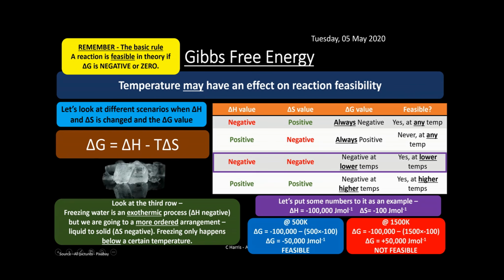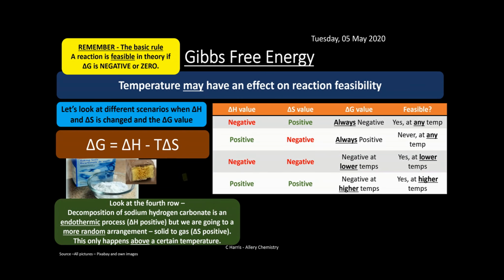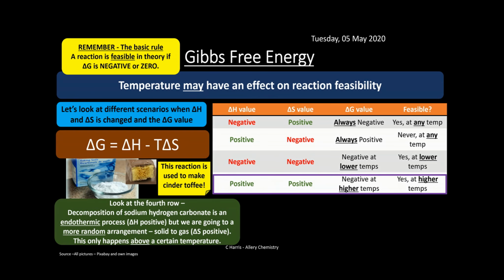So this is where we can try and hypothesize about what happens. Let's look at the last one, the fourth row. The decomposition of sodium hydrogen carbonate is an endothermic process, so that's not a favourable process. Delta H is positive, but we're going to have a more random arrangement because we're going from a solid to a gas, so it's favourable entropically. That's a good thing. But this happens only above a certain temperature. Unlike the freezing of ice, which only happens below a certain temperature, this happens above. A classic example is the decomposition of sodium hydrogen carbonate, and that's used to make cinder toffee.